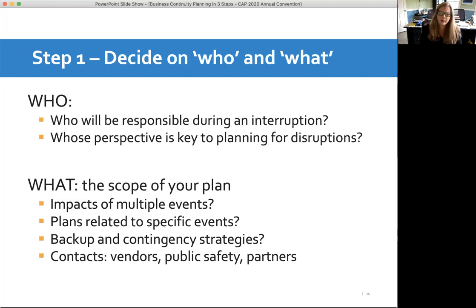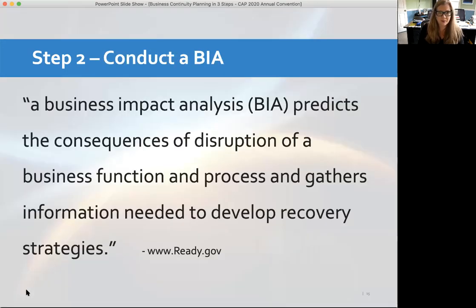And then I also want you to think about what's the scope of our plan? Are we thinking about the impacts of multiple events? Are we thinking about creating plans for specific events? Are we going to include our backup plans and our contingency strategies? And are we also going to include detail on all of the vendors, the public safety agencies, the partners, all of the groups and the people that we rely on to deliver services?